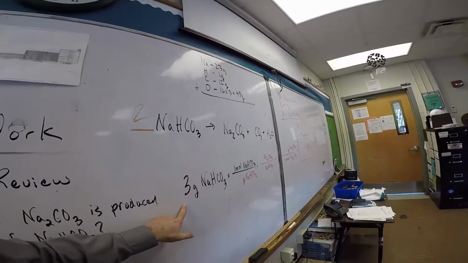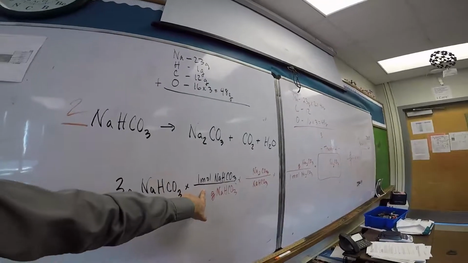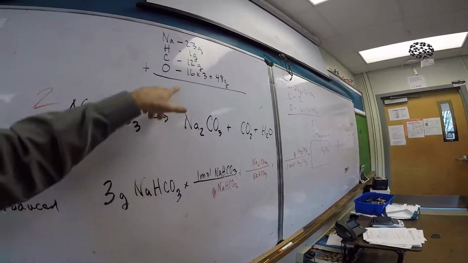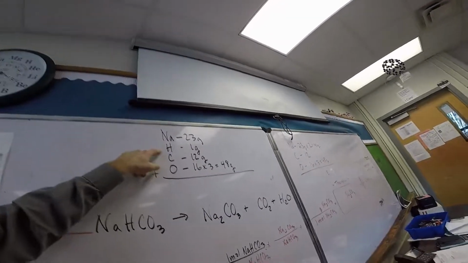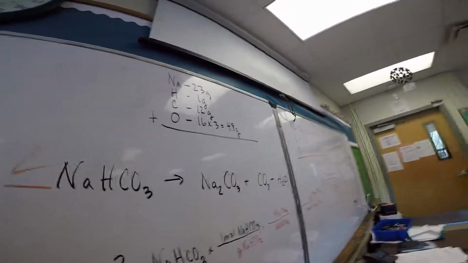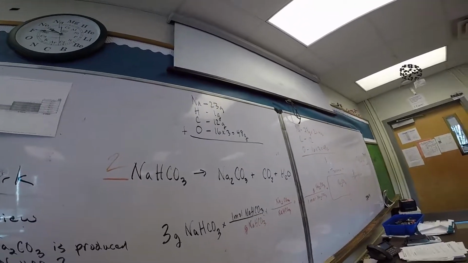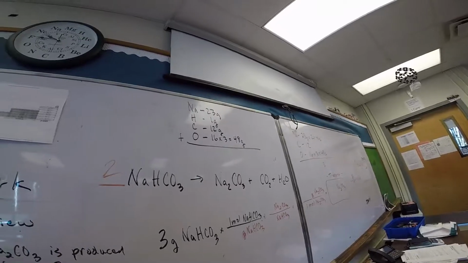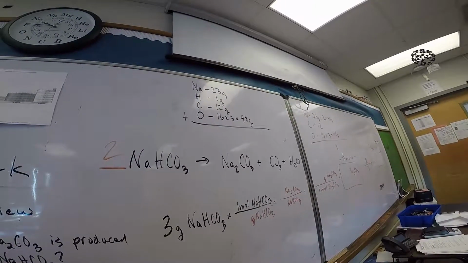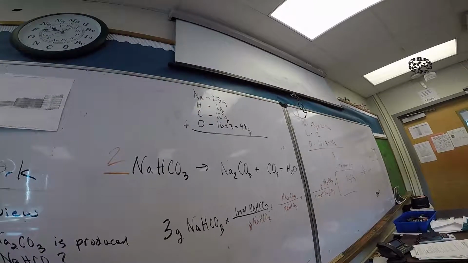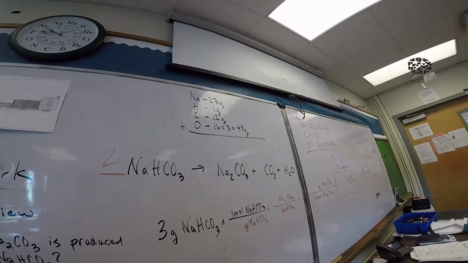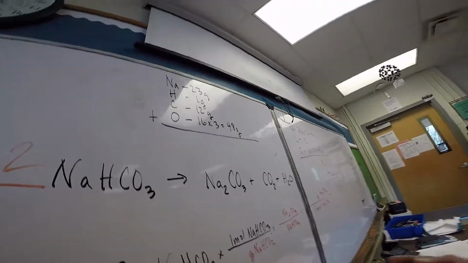All right, so now what we're going to do, we're going to measure out the 3 grams. That's how much you're going to measure out. And then you're going to use the baking soda, sodium bicarbonate. You have this at home. We're going to add that up. Sodium's 23, hydrogen's 1, carbon's 12, oxygen 16 times 3 is 48. You add all that up, what do you get? What is 23 plus 1 plus 12 plus 48? 84.